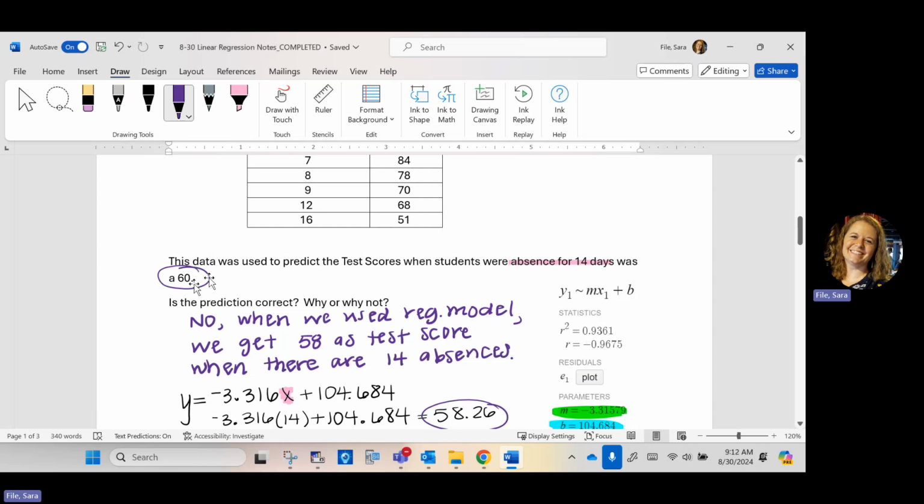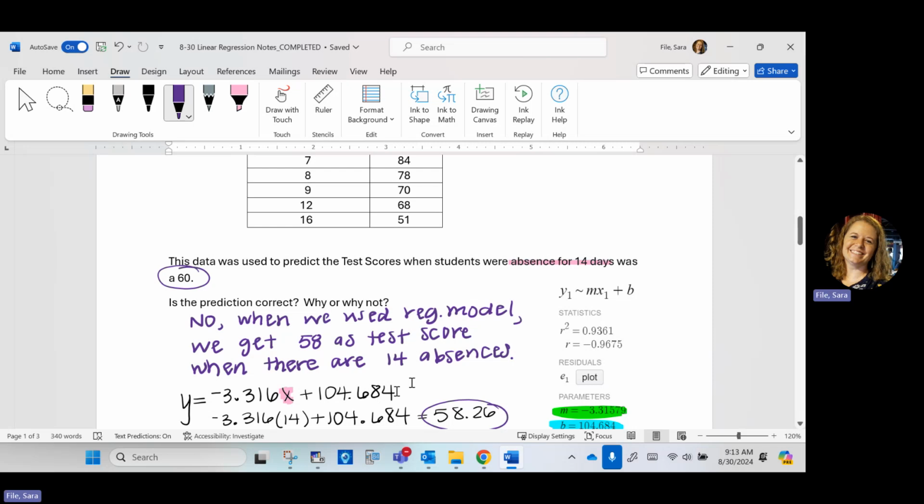If you take a look at the data table, we might be able to see why they predicted 60, because 14 is halfway between 12 and 16, right? It looks like maybe they were trying to guess about halfway between 51 and 68. But remember, the data is not a perfect line. It's not all the same constant rate of change. So you can't make your predictions just looking at the table and guessing, because yours will be slightly off from actually using the regression model, which is the line of best fit.